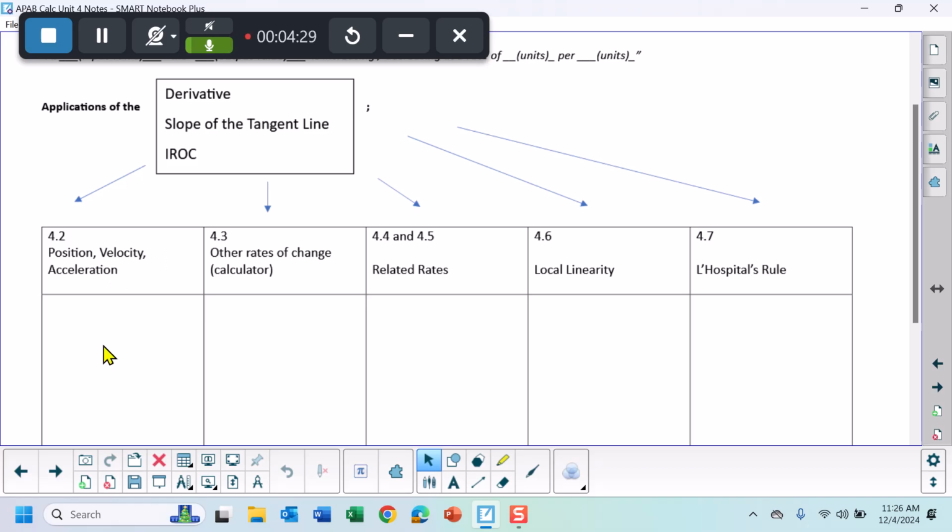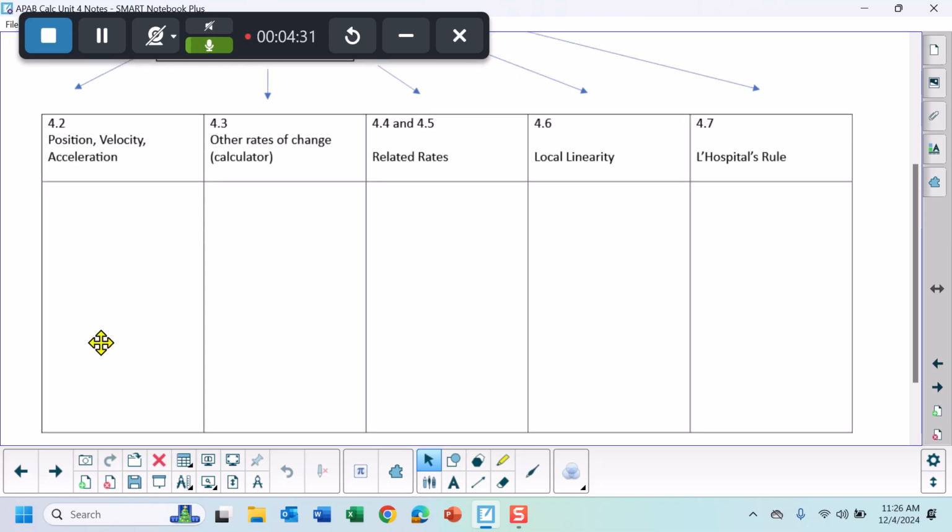When we talked about position, velocity, and acceleration, what I want you to do, I'm going to go through and talk about each of these units. Scribble down some notes of things that you think matter in this box. The relationship between position, velocity, and acceleration, and where the derivative and the second derivative play into that. This other rates of change was where we were exploring things with a calculator. Then we started talking about related rates.